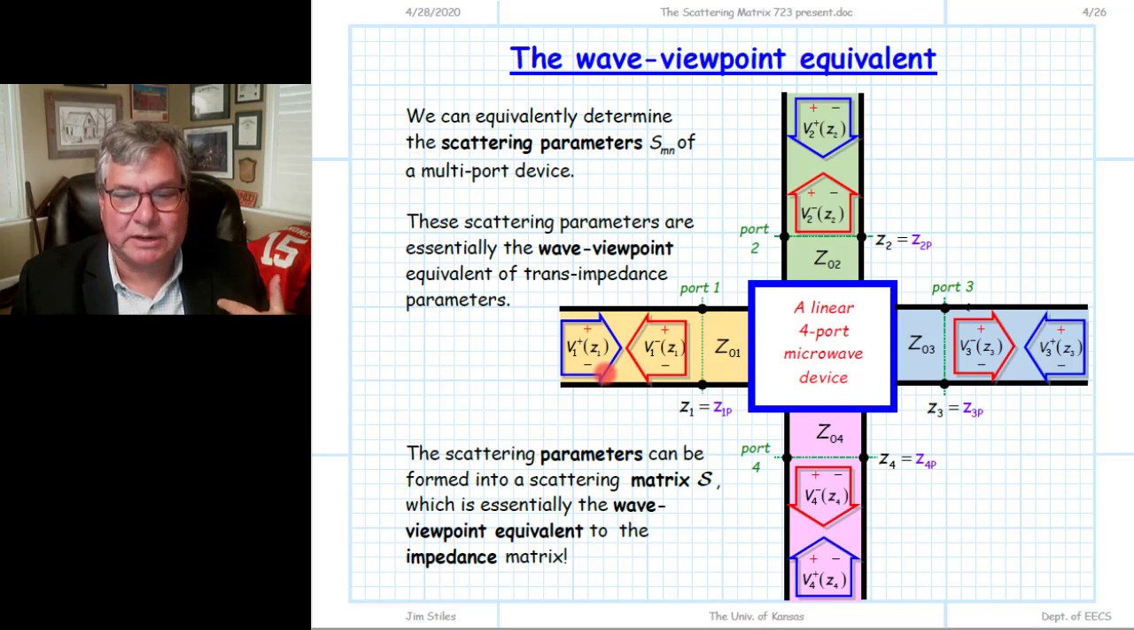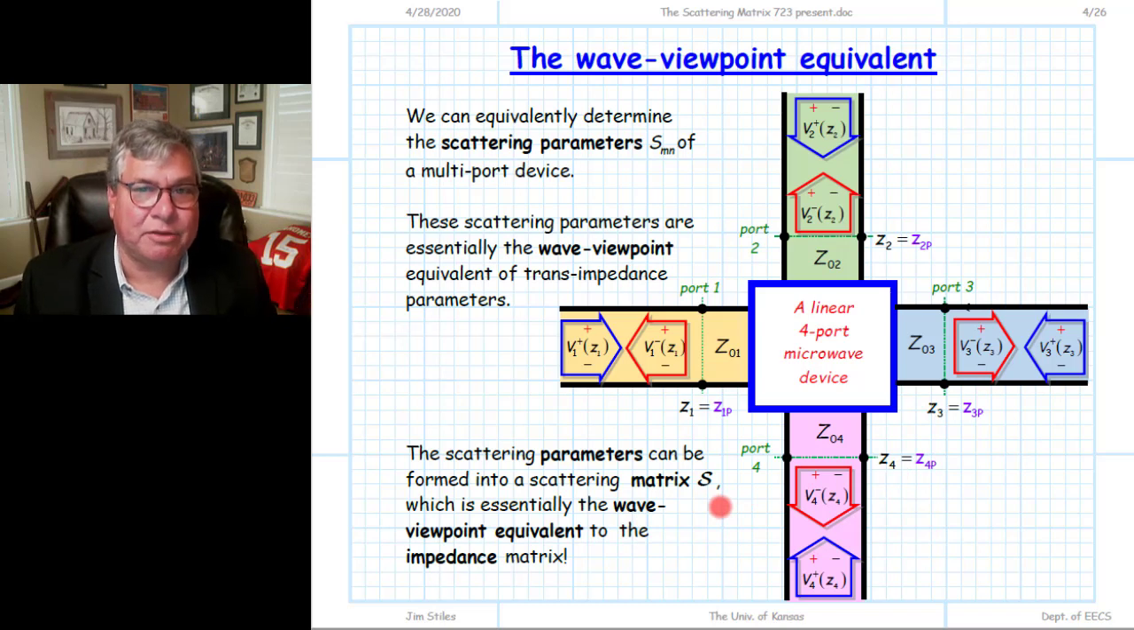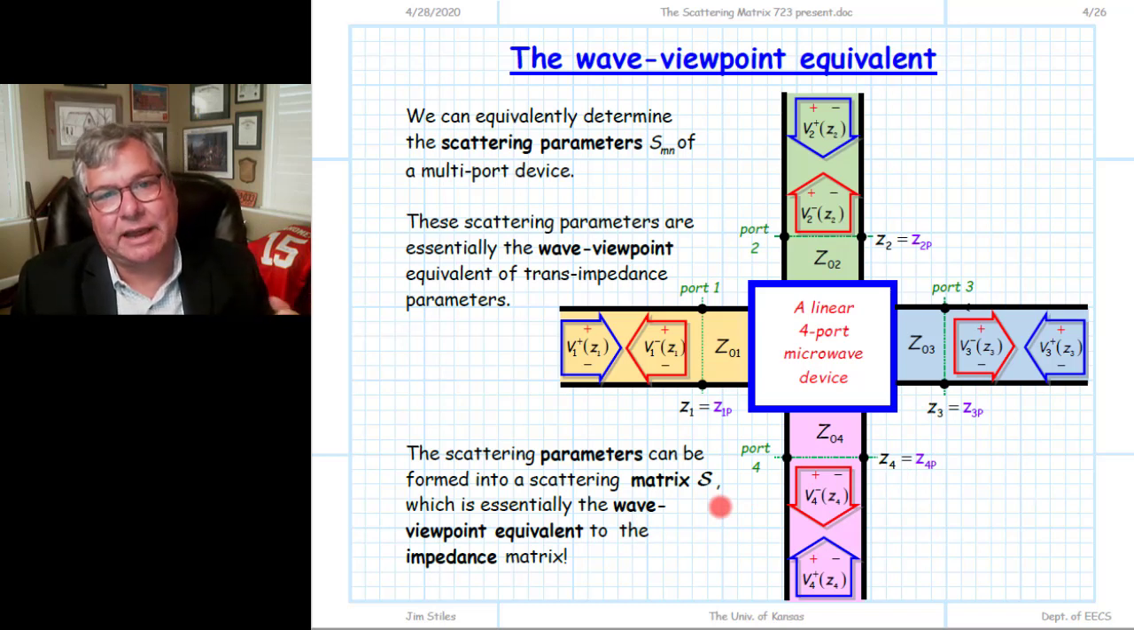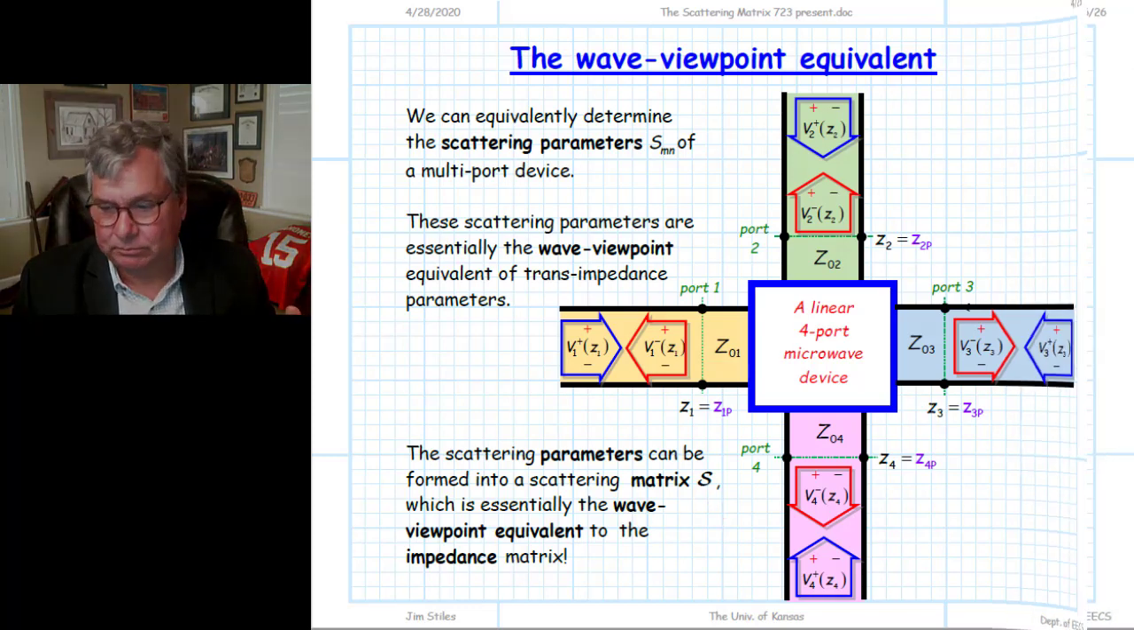And so by doing so, for all possible combinations, 16 of them in this case, we are going to fully characterize this device and place those values into a matrix we call the scattering matrix. Yet another way of fully characterizing a linear time invariant multi-port device.